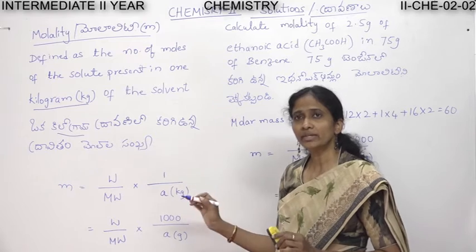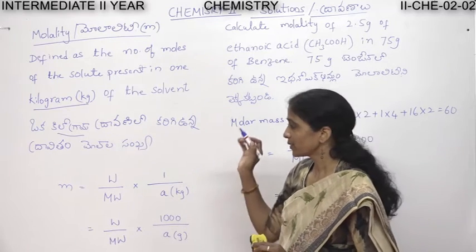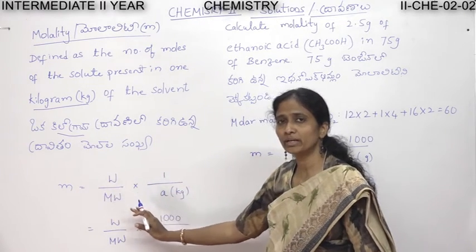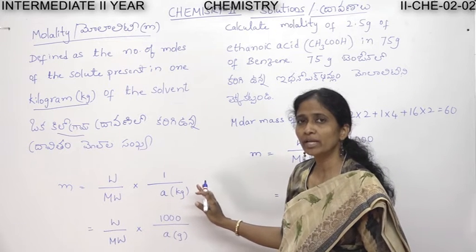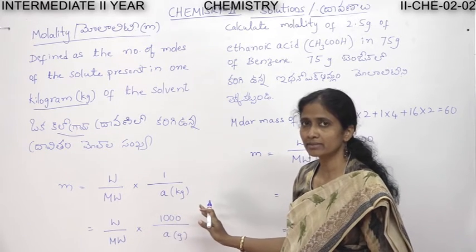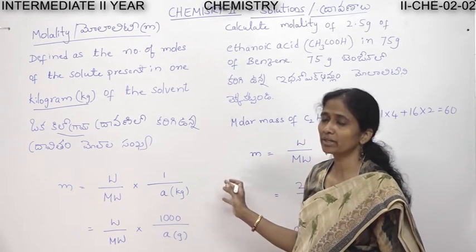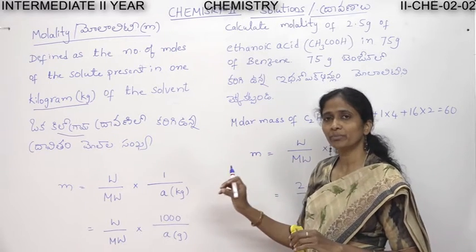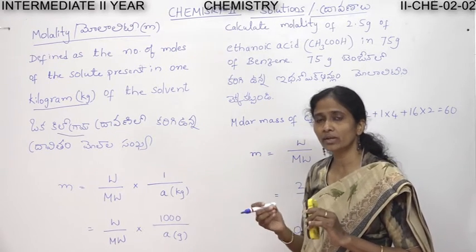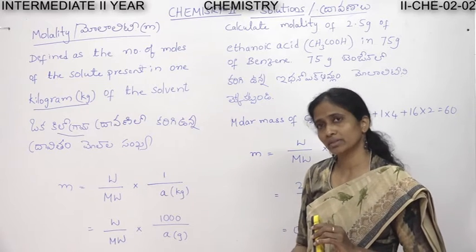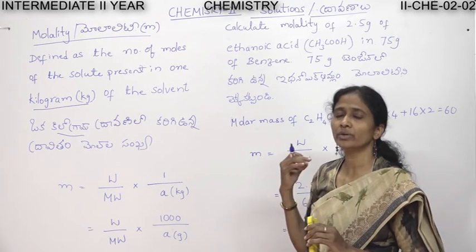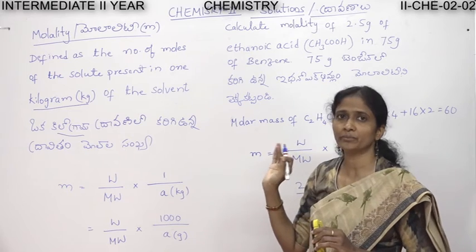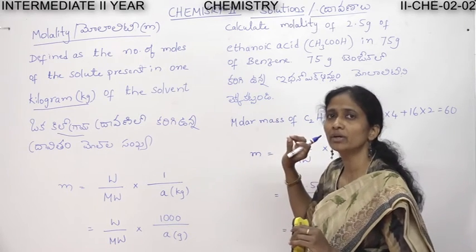When we come to molarity, the formula goes like this: capital M equals weight by molecular weight into 1/V in liters, or else 1000/V in milliliters. Okay, so depending upon that, we have solved one problem from molarity. Now we are going to solve one more problem that is from molality. Okay, now we are talking about molality.